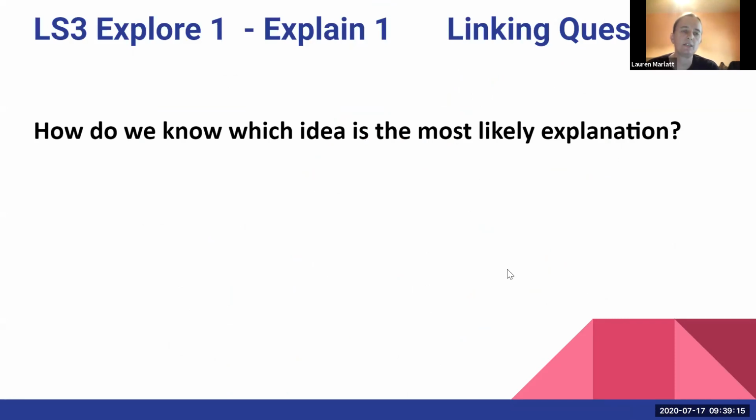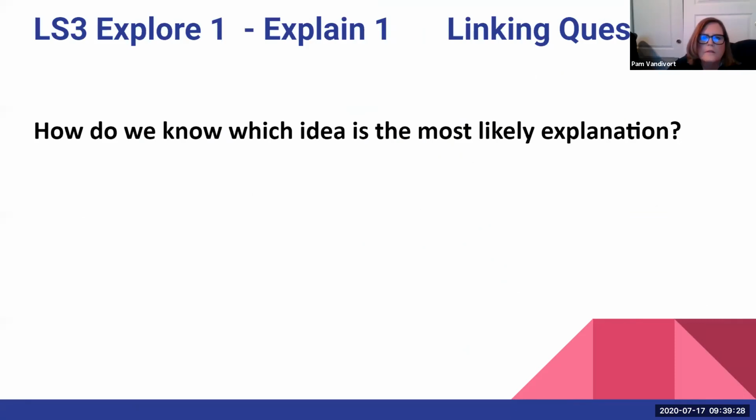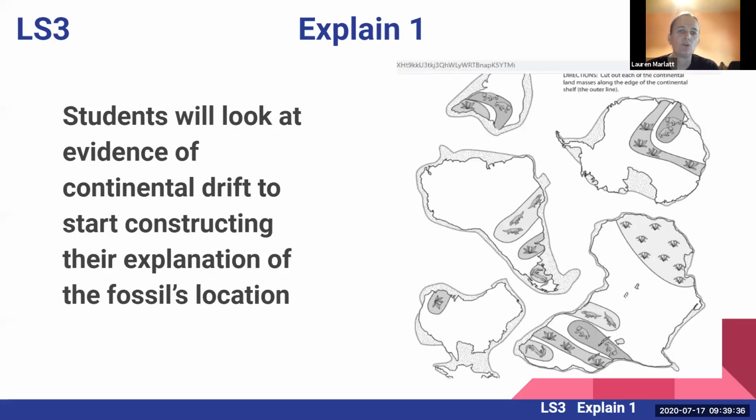And then we're going to get into the Explain, where we start to try and figure out what actually makes sense based on what we can figure out data-wise. So it says for our linking question, how do we know which idea is the most likely explanation? So how are we going to figure out what the most likely explanation is? Now we're going to use an activity where they're going to start looking at fossil evidence.